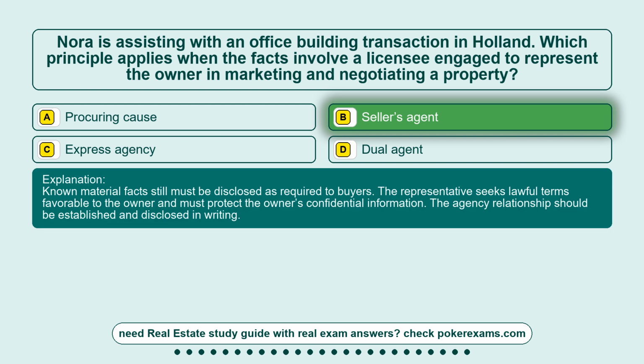Known material facts still must be disclosed as required to buyers. The representative seeks lawful terms favorable to the owner and must protect the owner's confidential information. The agency relationship should be established and disclosed in writing.